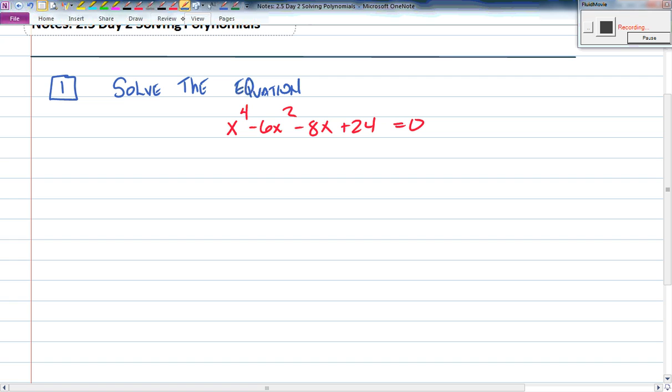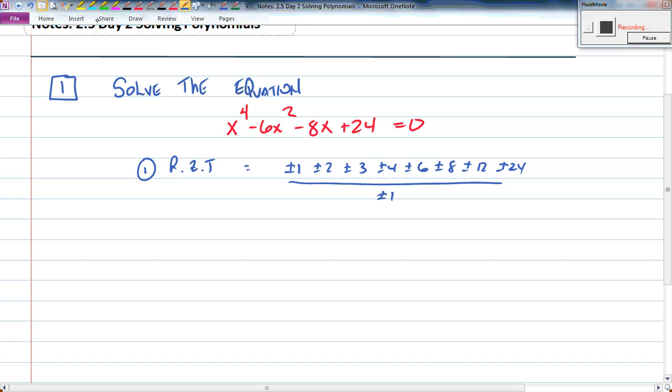Where is a good place that we should start? We have to get some kind of a list of things that could possibly be zeros. Yeah, the rational zeros theorem. Let's start there. That means I'm going to have all the factors of the last constant term: plus or minus 1, 2, 3, 4, 6, 8, 12, and 24, all divided by plus or minus 1. So that's basically every single number in the numerator, because I'm dividing by 1.